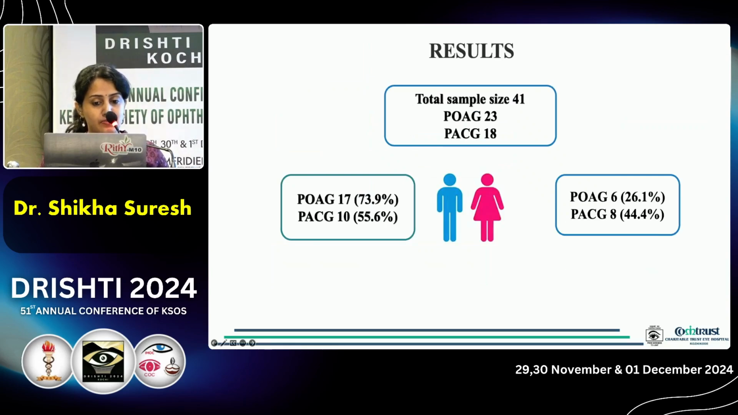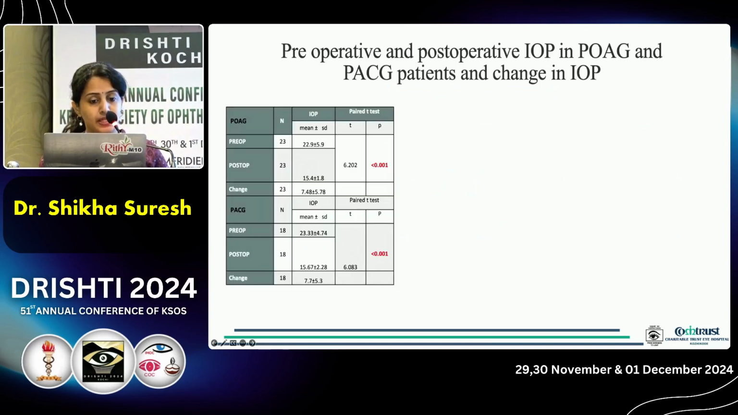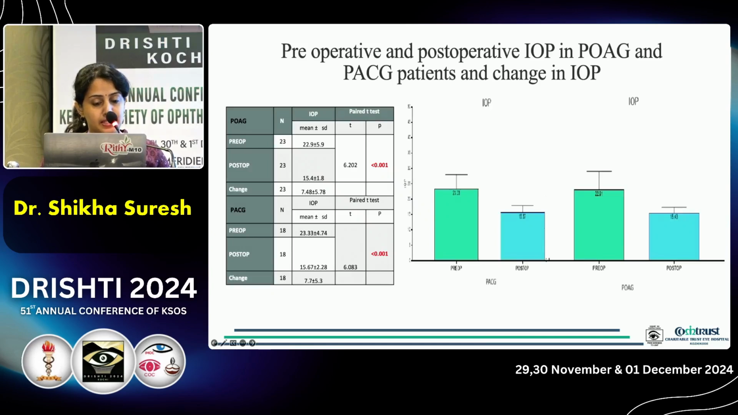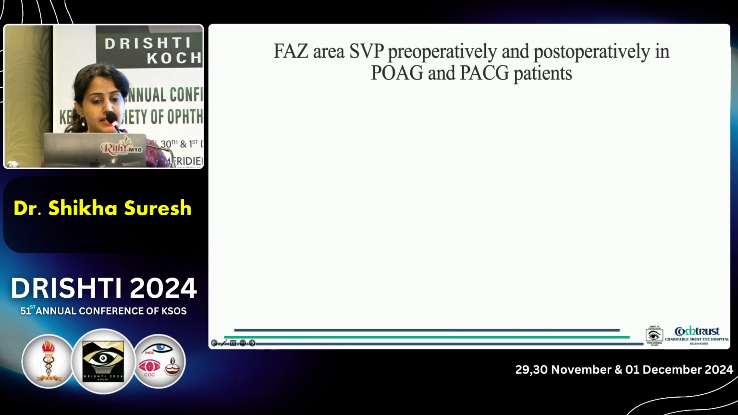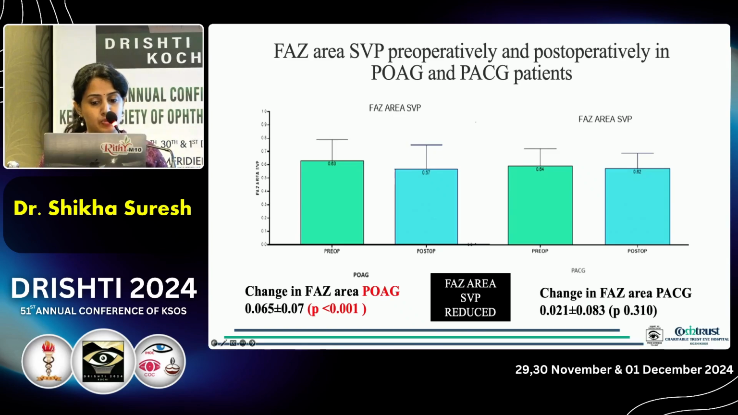Total sample size was 41, which included 23 POAG and 18 PACG patients. Preoperative and postoperative IOP in POAG and PACG patients and change in IOP: we can see in both POAG and PACG patients there was a reduction in IOP, with the change in IOP statistically significant in both the groups. In FAZ area in the superficial vascular plexus preoperatively and postoperatively, there was a reduction in FAZ area, but the change in FAZ area in the POAG group was statistically significant when compared to the PACG group.